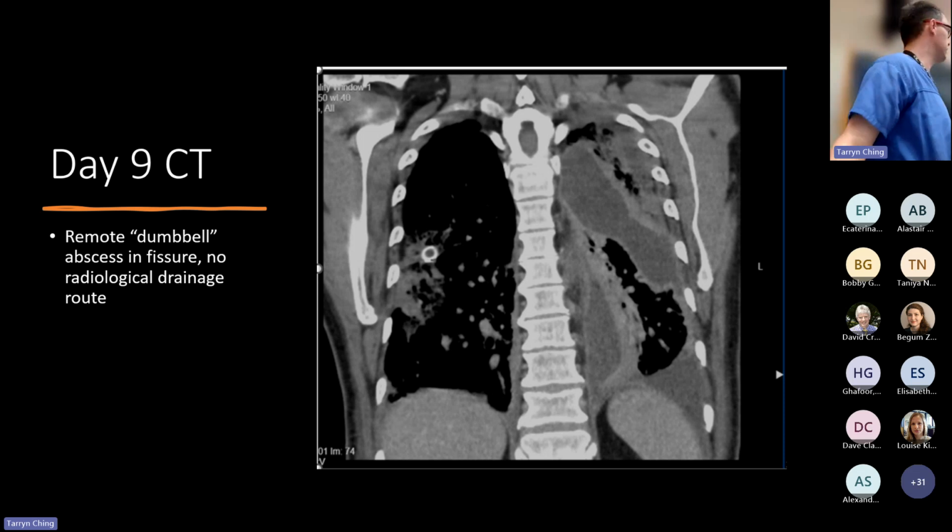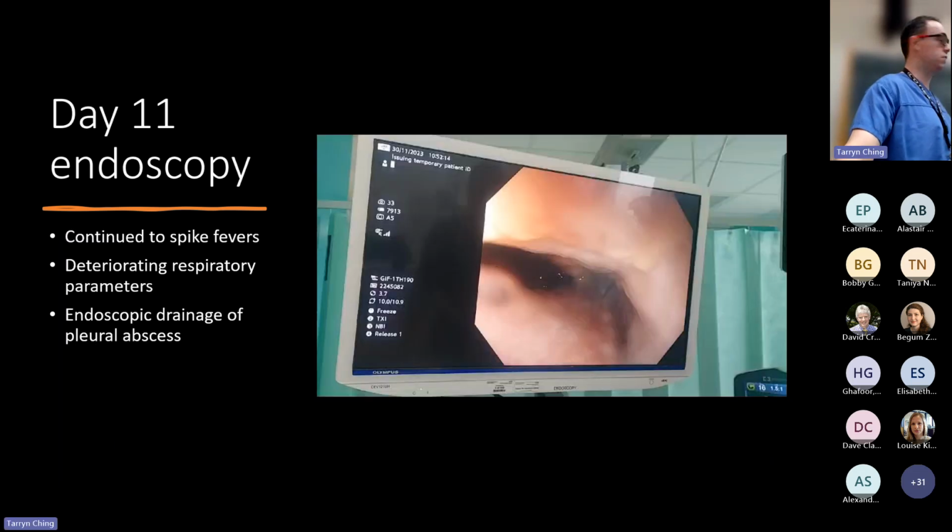Now, the big problem here was this wasn't reachable via interventional radiology. There was always lung overlying it, so he had a high risk of lung injury from external drainage. So again, here is where having an endoscopic approach is often quite helpful.